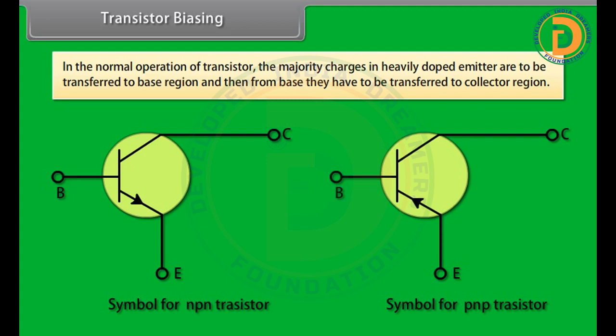For transition from emitter to base, the first junction between them has to be forward biased. As the majority charges of the emitter reach the base region, they can be attracted towards the collector region only if the collector end is reverse biased.